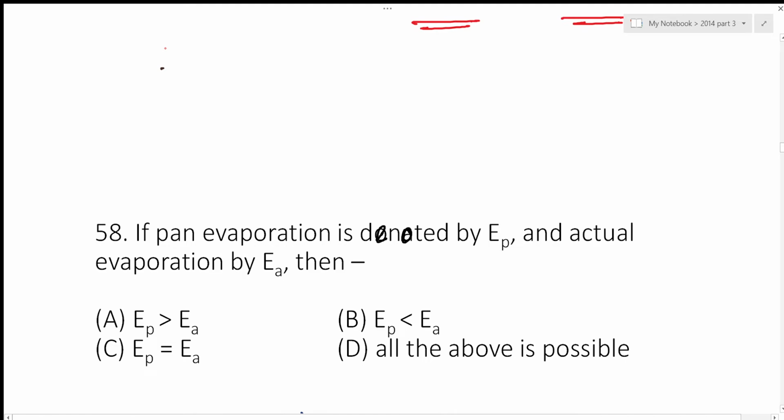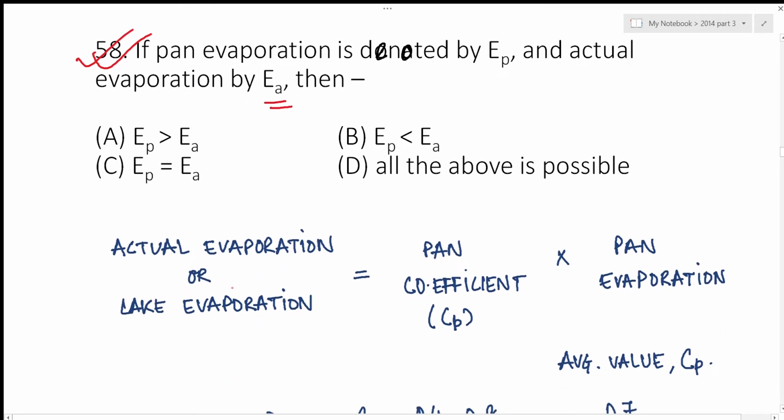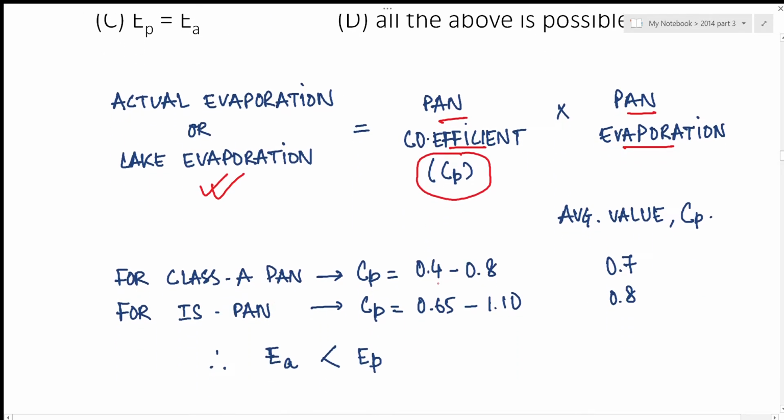Next question is, if pan evaporation is denoted by EP and actual evaporation by EA, then. Now, you know, actual evaporation or lake evaporation is given by pan coefficient, Cp, times the pan evaporation. Now, the pan coefficient value varies from 0.4 to 0.8 for class A pans, and it varies from 0.65 to 1.10 for ISI pans. And the average value of pan coefficient is taken as 0.7 for class A pans and 0.8 for ISI pans. So the pan coefficient varies from 0.7 to 0.8.